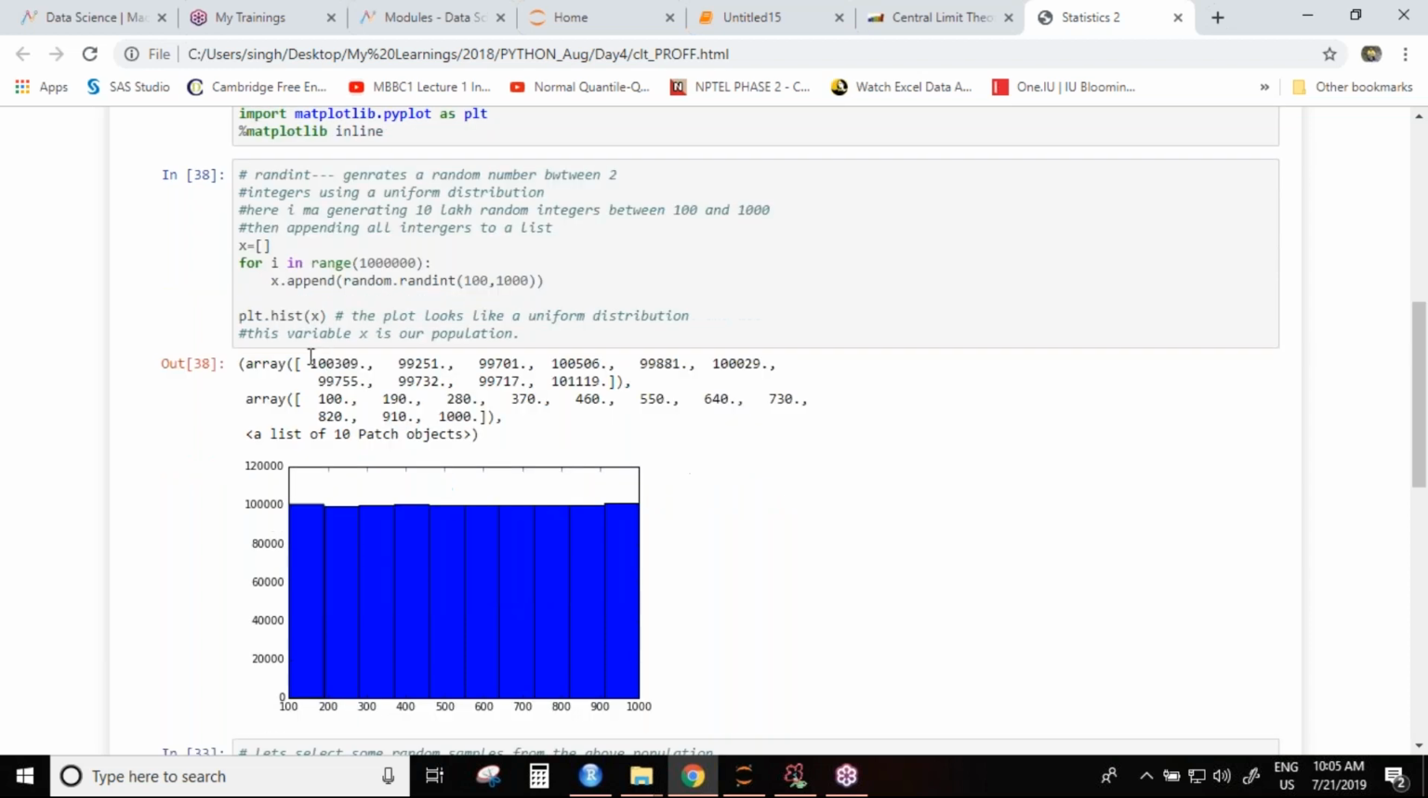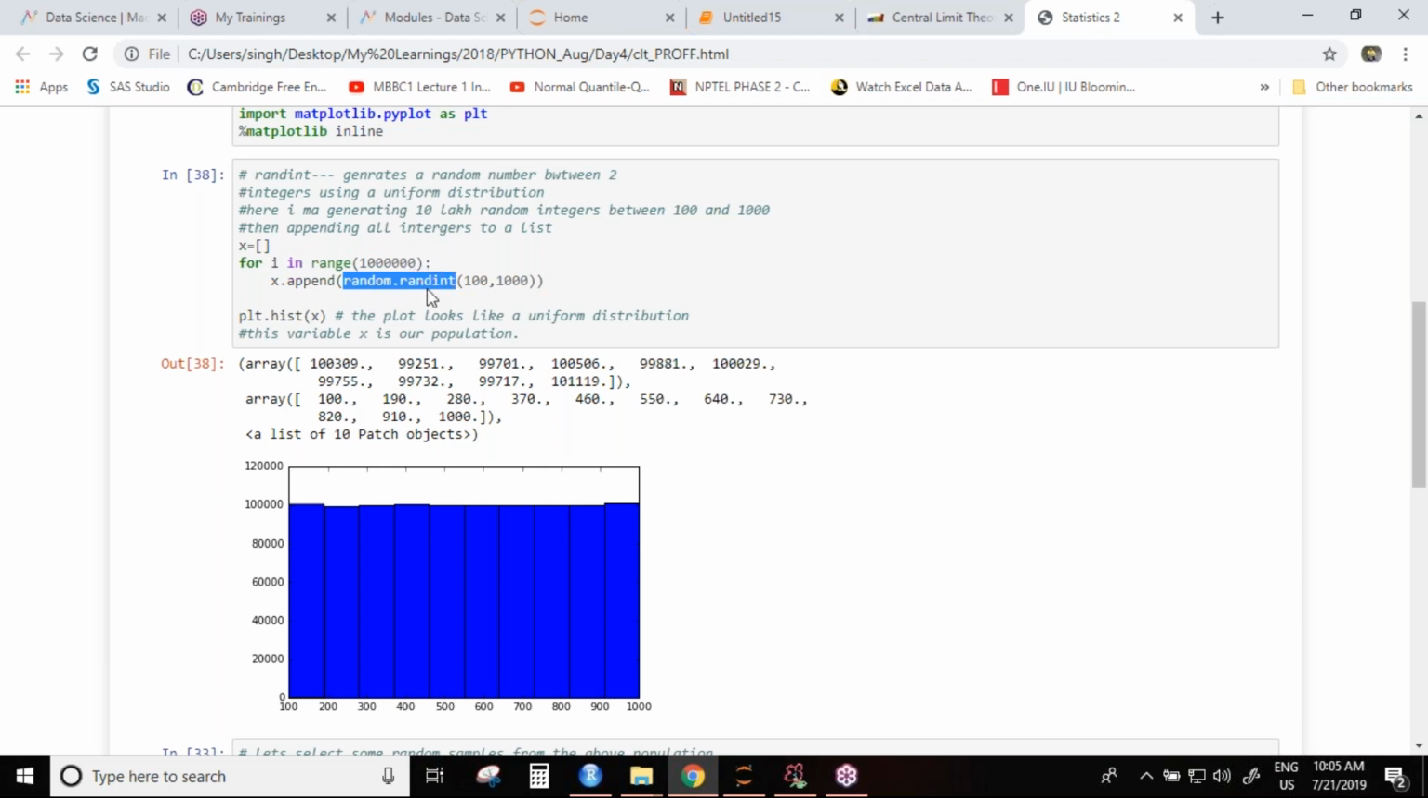So what have I done here? I have taken an empty list, and then I have taken a range of this large number. What is this? This is 10 lakh. So I'm going in a loop 10 lakh times, and each time I go into the loop I'm generating a random number between 100 and 1000. This is what this function does.